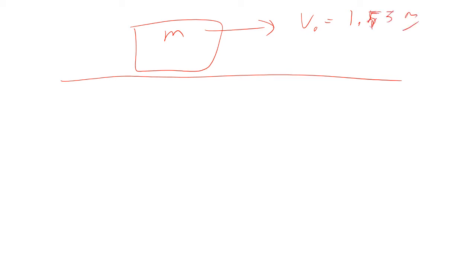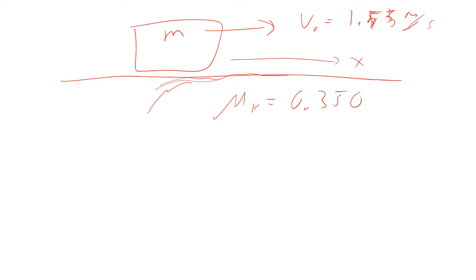Let's say we've got an object of mass m, moving with some initial velocity v0 equals 1.55 meters per second. This surface is slightly rough, so we'll say a coefficient of kinetic friction of 0.350, and I want to know how far it goes until it stops.